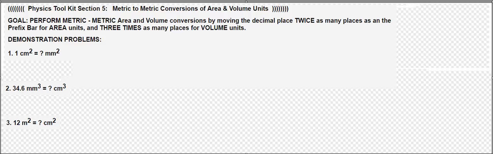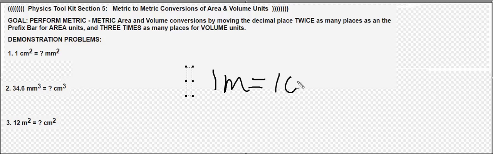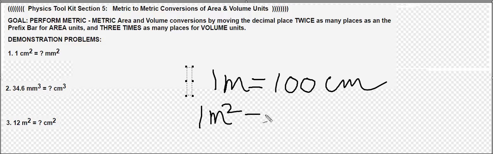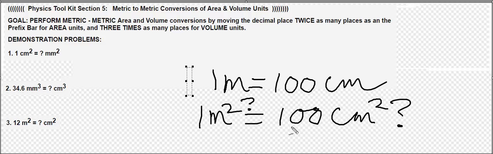Goal: metric to metric area and volume conversion. We know how to do one-dimensional units. But how do we do that for area and volume? To illustrate the process, we know that 1 meter is 100 centimeters. So this brings up the question, is 1 square meter equal to 100 square centimeters? Well, the answer is no, it's not.